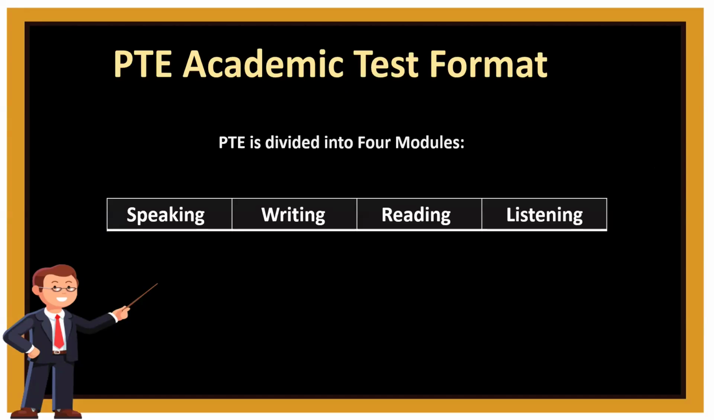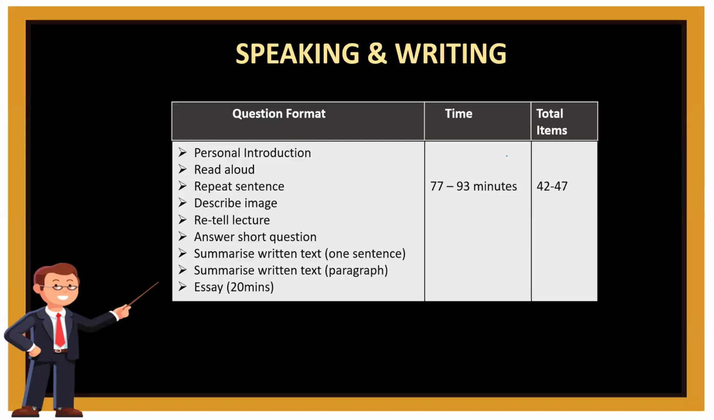Next, how you can give the PTE test. The format is divided into 4 modules: speaking, writing, reading, and listening. Here is the question format. First you have to give your personal information, and the time allotted for all these is 77 to 93 minutes, and total items are 42 to 47.